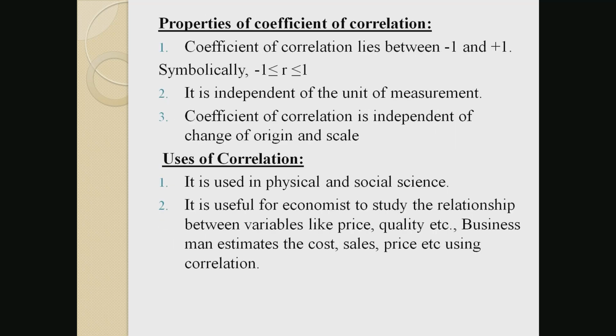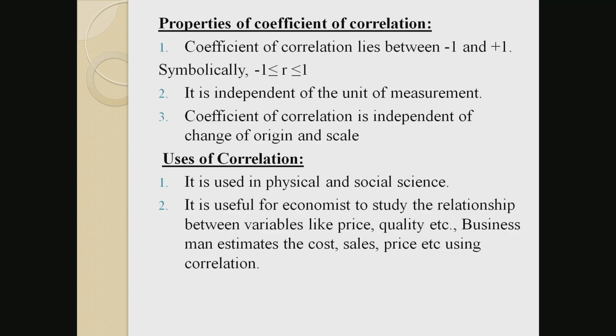Properties of coefficient of correlation. Coefficient of correlation lies between -1 and +1. Symbolically, we can say that -1 ≤ r ≤ 1. It is independent of the unit of measurement. It is independent of change of origin and scale.